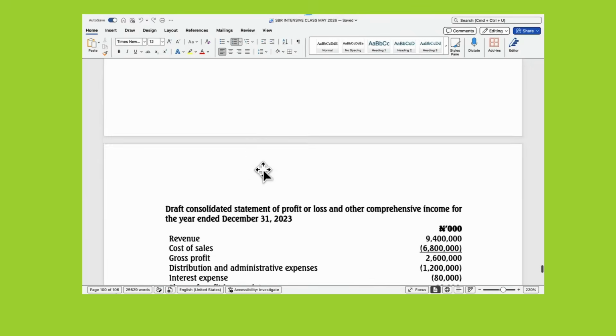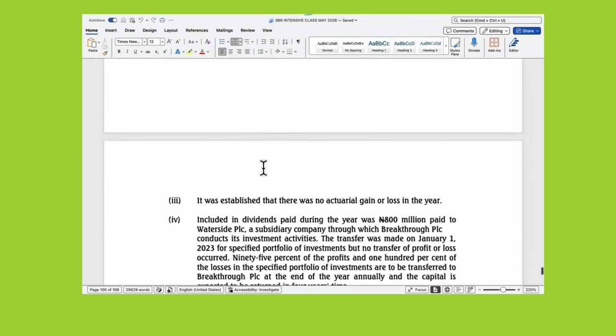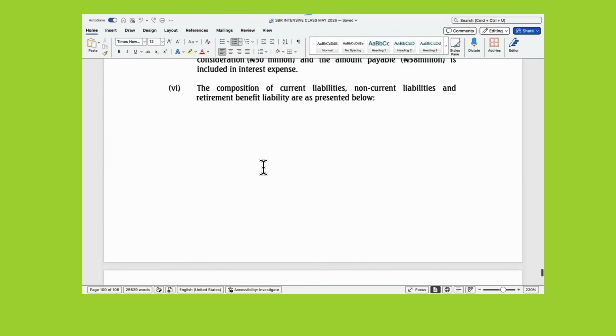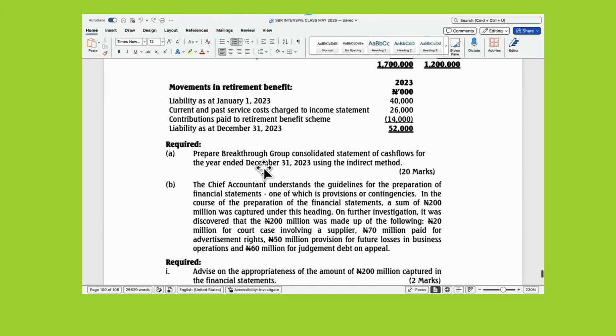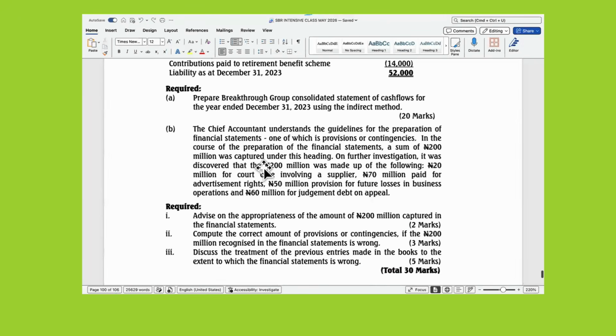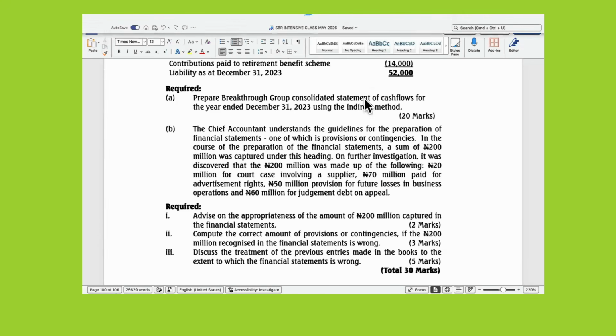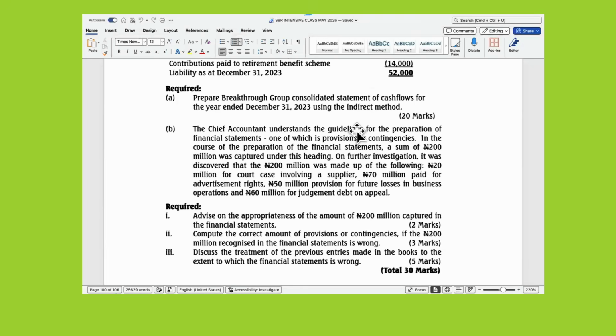So let's look at the question. I go to requirement first in my questions. I want to know what they want me to do before I do any other thing. So this is what the examiner is talking about. They say prepare Breakthrough Group consolidated statement of cash flows for the year ended December 31st, 2023 using indirect method. So they want us to prepare statement of cash flows using indirect method.